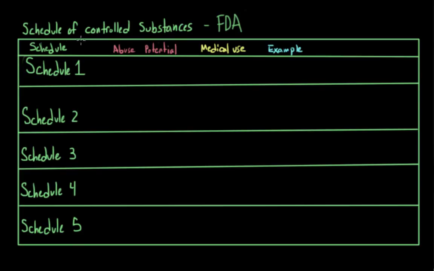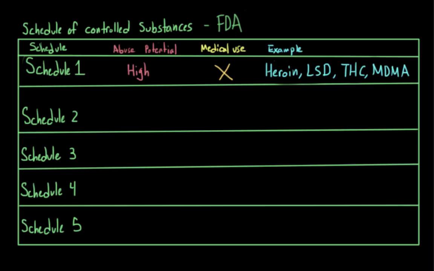Schedule 1 drugs are drugs that the FDA has determined have a high abuse potential and also have no accepted medical use. And this includes heroin, LSD, THC or marijuana, mescaline, and MDMA or ecstasy. And these drugs are illegal. A doctor cannot generally prescribe them for you, and researchers have to jump through a lot of hoops in order to get them if they want to study them.